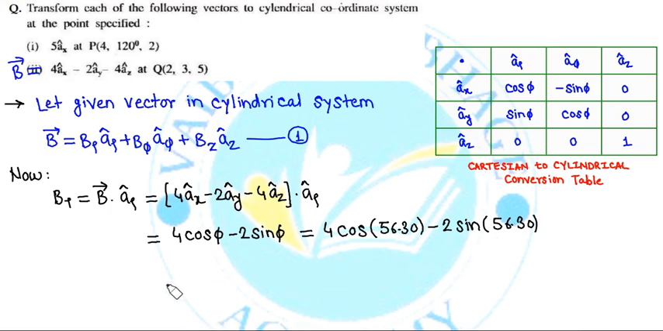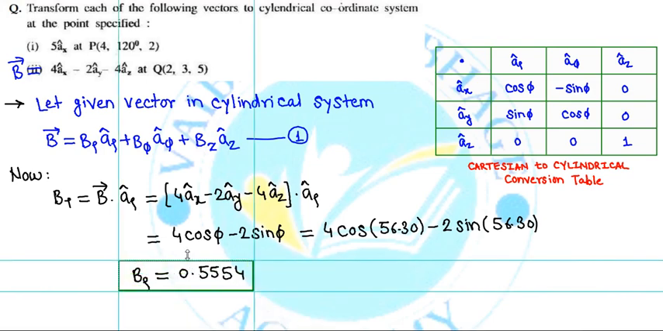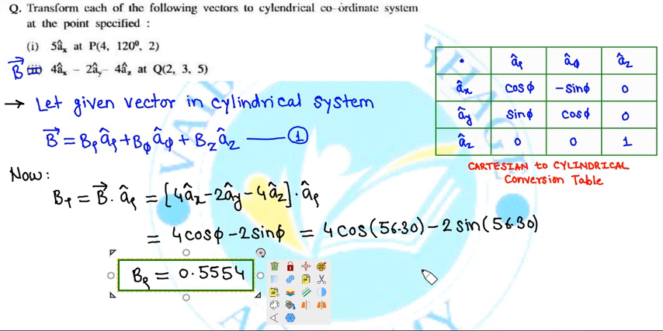Now we will do that calculation to get the magnitude of B rho, and you will find it to be around 0.55. So this is your very first magnitude in the cylindrical system. Assign an equation number to that one, say equation number 2.